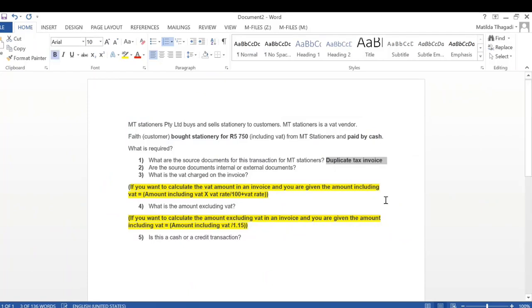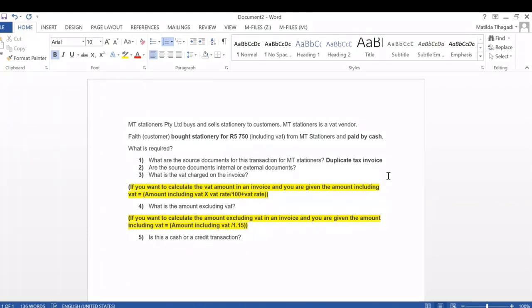So the source documents that will be kept by MT Stationers after this sale. So this is a cash sale. After this cash sale, the source document that will be left in the business will be a duplicate tax invoice. So my other question is, is this the only source document that MT Stationers will be using for this transaction?